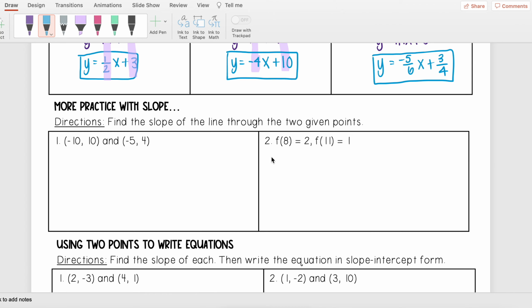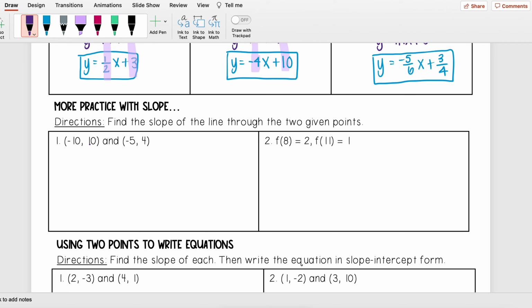So for this next video, we're just going to review finding a slope between two given points, because for our next few examples, we will be needing to use that skill. Okay, so for number one, I am given the 2 points (-10, 10) and (-5, 4). From my previous videos, I did show you 2 different methods on how to find slope. I want to go ahead and show both of them, and I'll show them both on this first one.